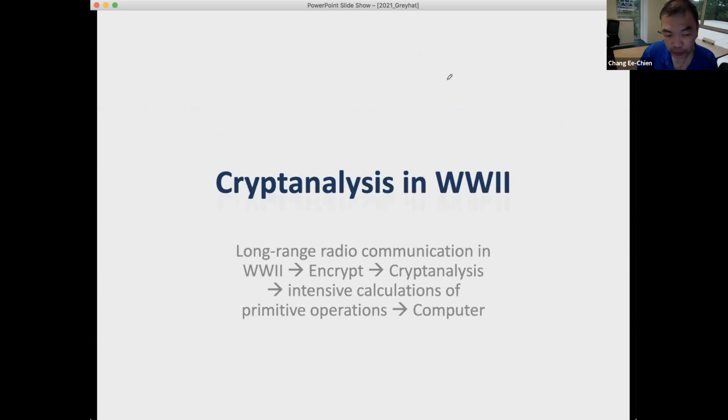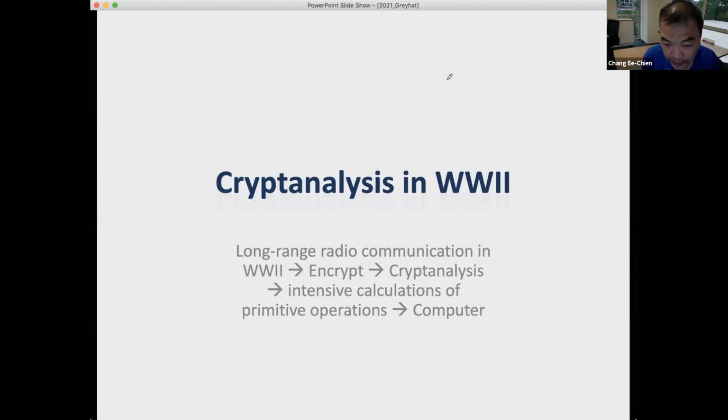In World War II, what happened is that there was a wide deployment of long-range radio communication. That means they use radio to send messages. Sent over the air, it can be eavesdropped. If it is eavesdropped, then we need to protect it through encryption. If it's protected, the eavesdropper will try to break it. That is cryptanalysis. Cryptanalysis is to break it.